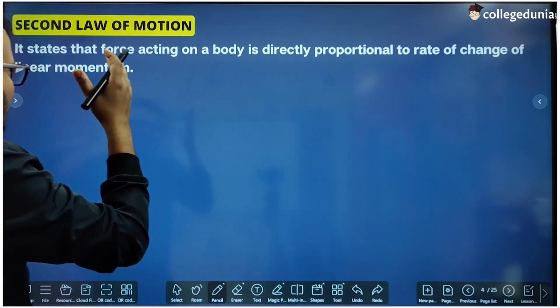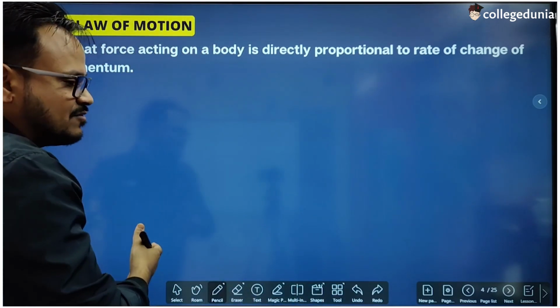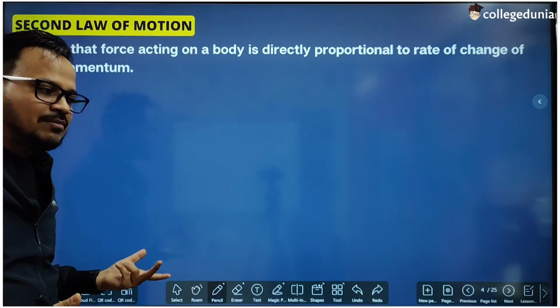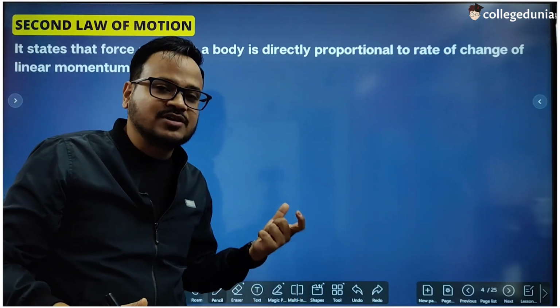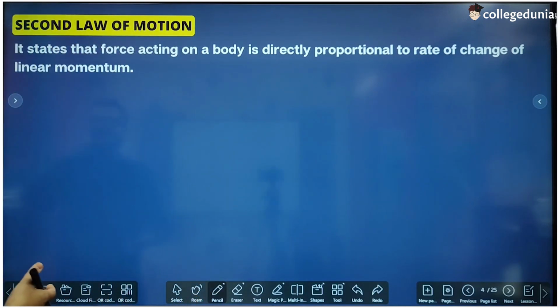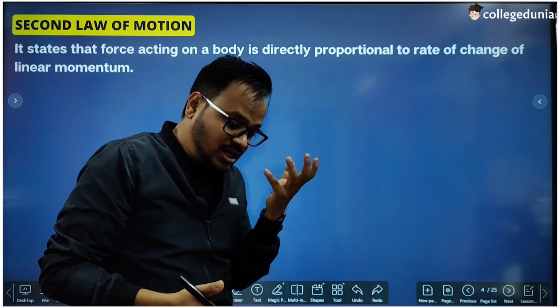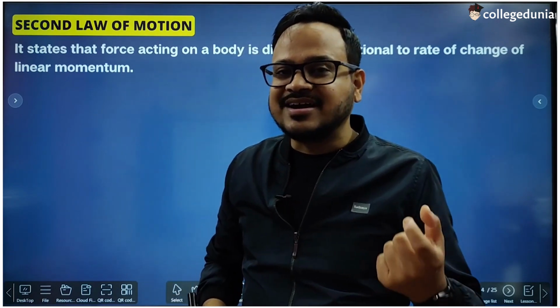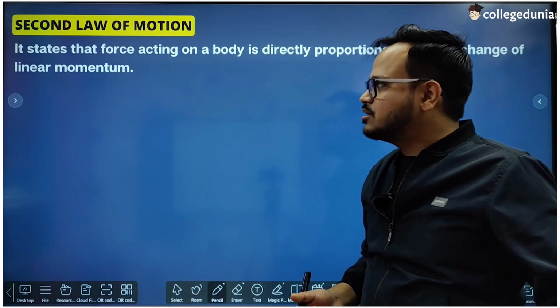Up to this topic, what we have studied is just theory. Now let's come to derivations and mathematics and all those things for which the physics is known. So it states that force acting on a body, this is the second law and it is the most important law. Second law is called the real law of motion because both first and third laws are contained in the second law, but we will come to that.